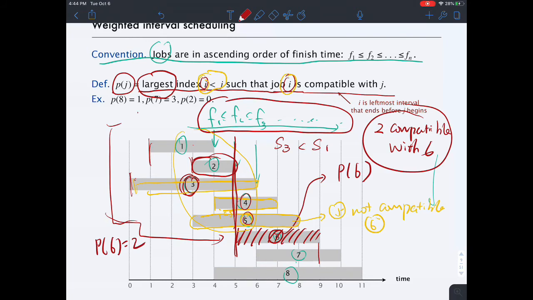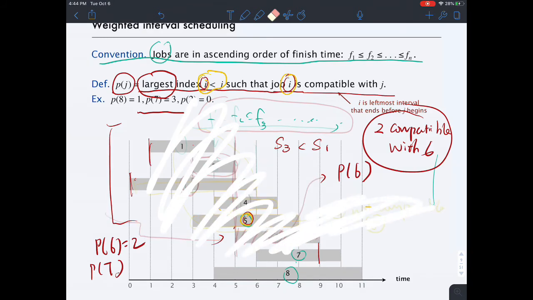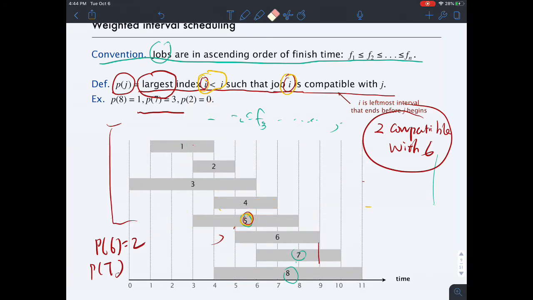I can also check p(7). Let me erase everything and see whether the definition makes sense. For p(7), 6 is not compatible with it, 5 is not compatible, 4 is not compatible, but if I look at 3, it starts to be compatible. Not only that, f2 is going to be smaller than f3, so 2 and 7 are also going to be compatible.